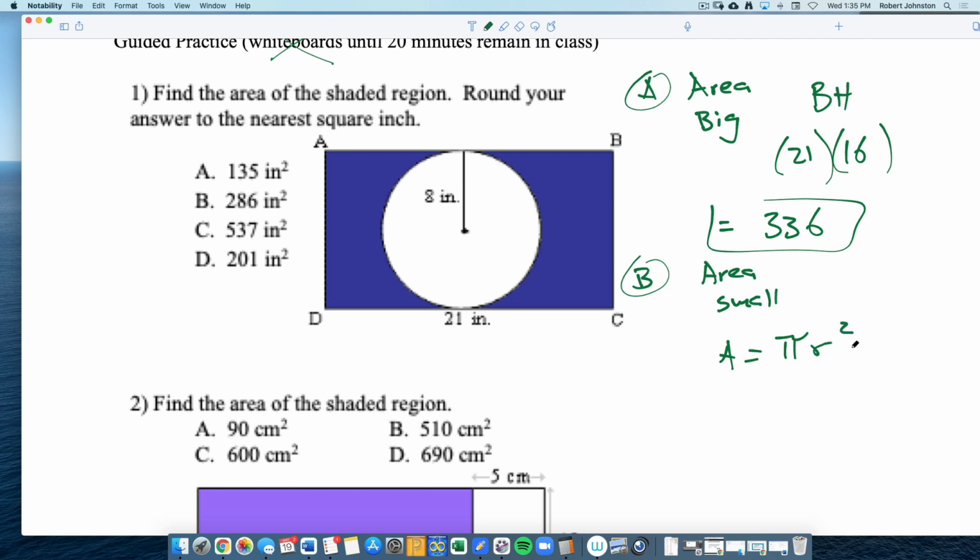All right, so what is the radius, Kyra? The radius would be 8. Yeah, they actually gave me the radius. And keep going, Kyra. What's 8 squared?